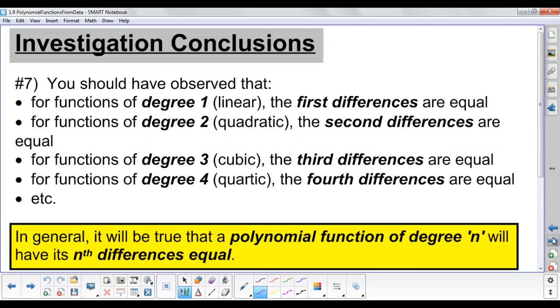What you should have gathered from your investigation is that when your first differences are equal, you end up with a linear function, a function of degree 1. When your first differences aren't equal, you continue to find your second differences. When your second differences are all equal, you end up with a quadratic, and so on and so forth. Third differences equal tells me I have a cubic function. Fourth differences, a quartic, and on and on.